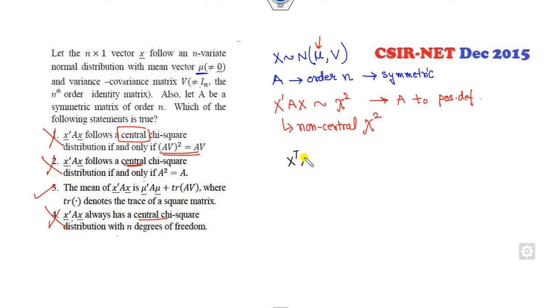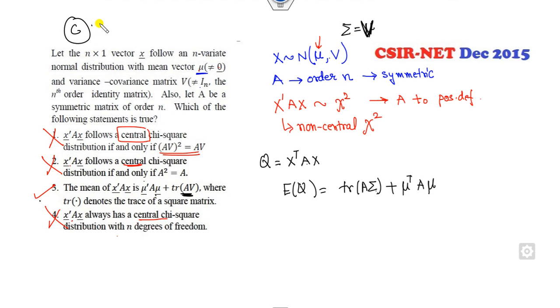And moreover, we already explained to you if this is my quadratic form, then the mean of this quadratic form is trace of A sigma plus mu transpose A mu. So what is the sigma in this case? Sigma is my V, so it's trace of AV plus mu transpose A mu. So you can see it's the right answer of this problem.